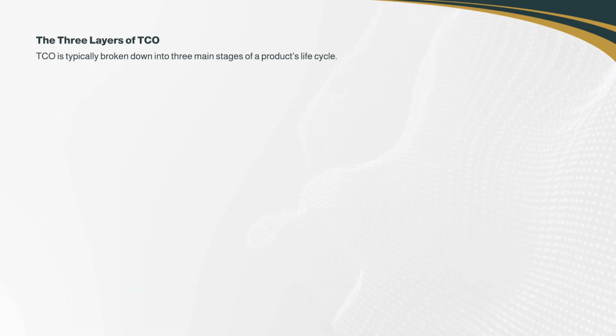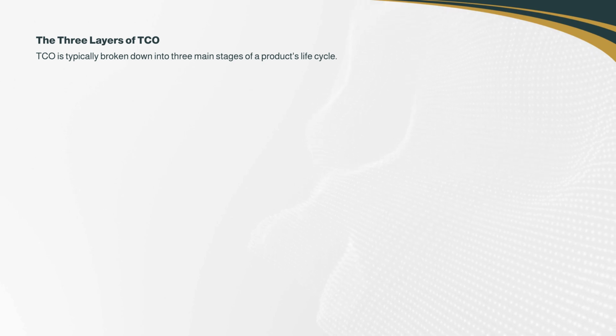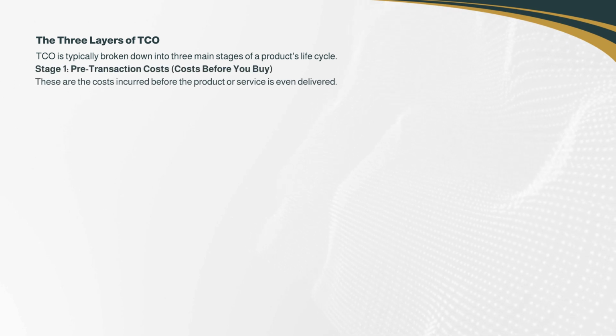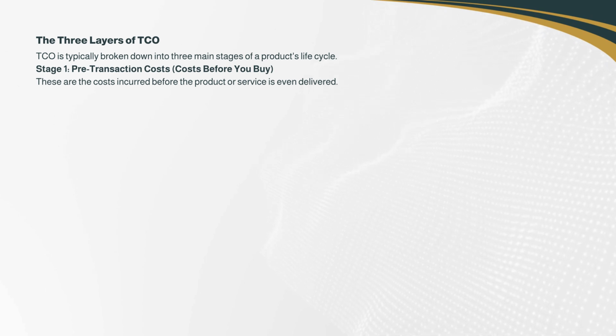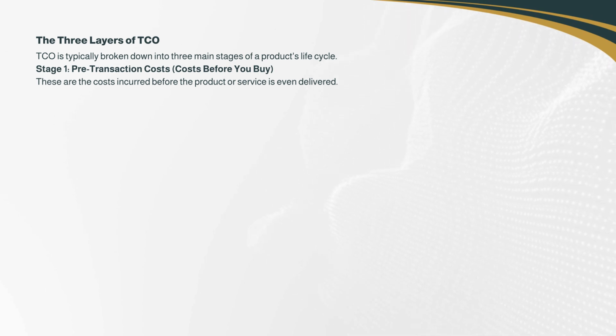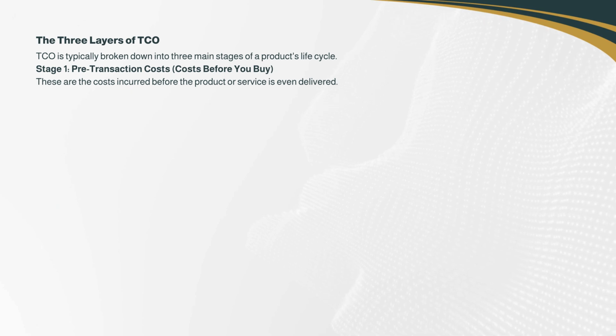The 3 layers of TCO. TCO is typically broken down into 3 main stages of a product's lifecycle. Stage 1. Pre-transaction costs, costs before you buy. These are the costs incurred before the product or service is even delivered.